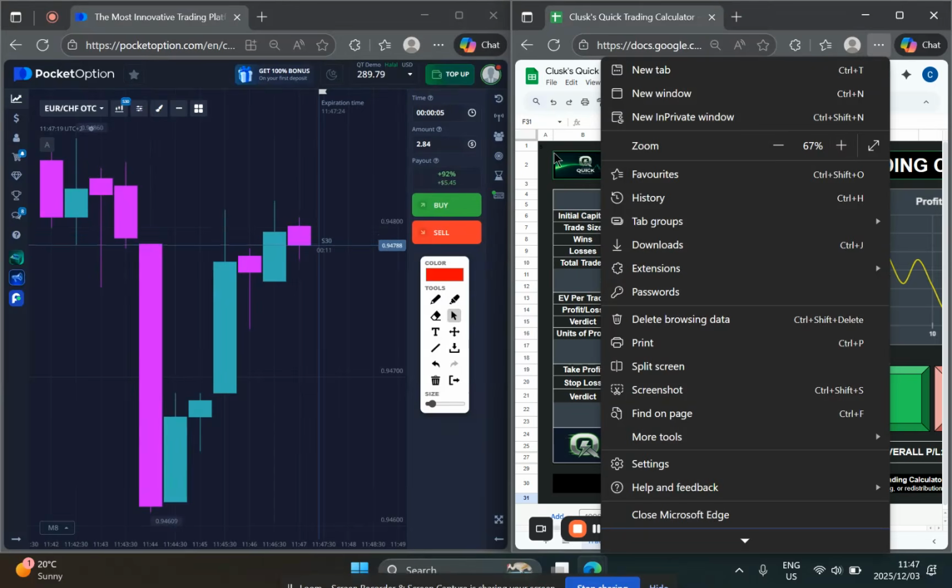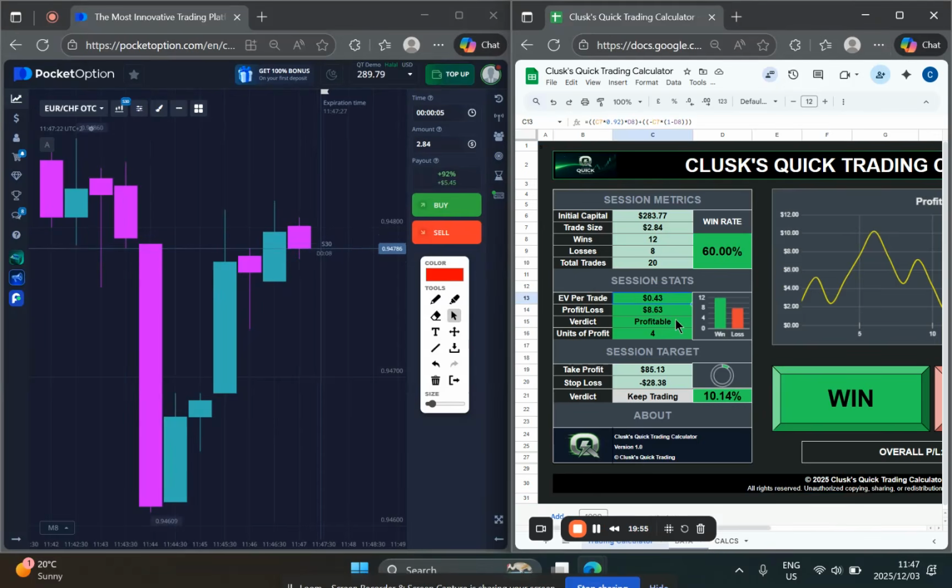After 20 trades, we're given an expected value of 0.43 per trade. So we're making that every single trade we take, which is pretty good. Think about it. Even if you took a loss, you would make that in the long run, which is substantial. In those 20 minutes of trading, we were able to make 10% of our target.